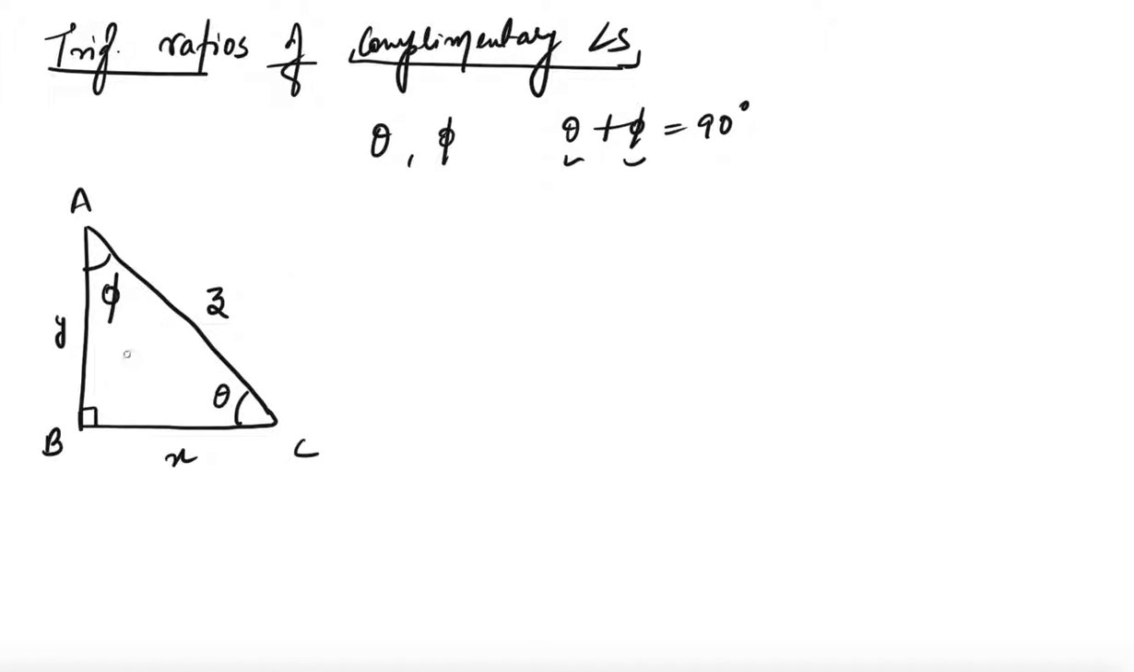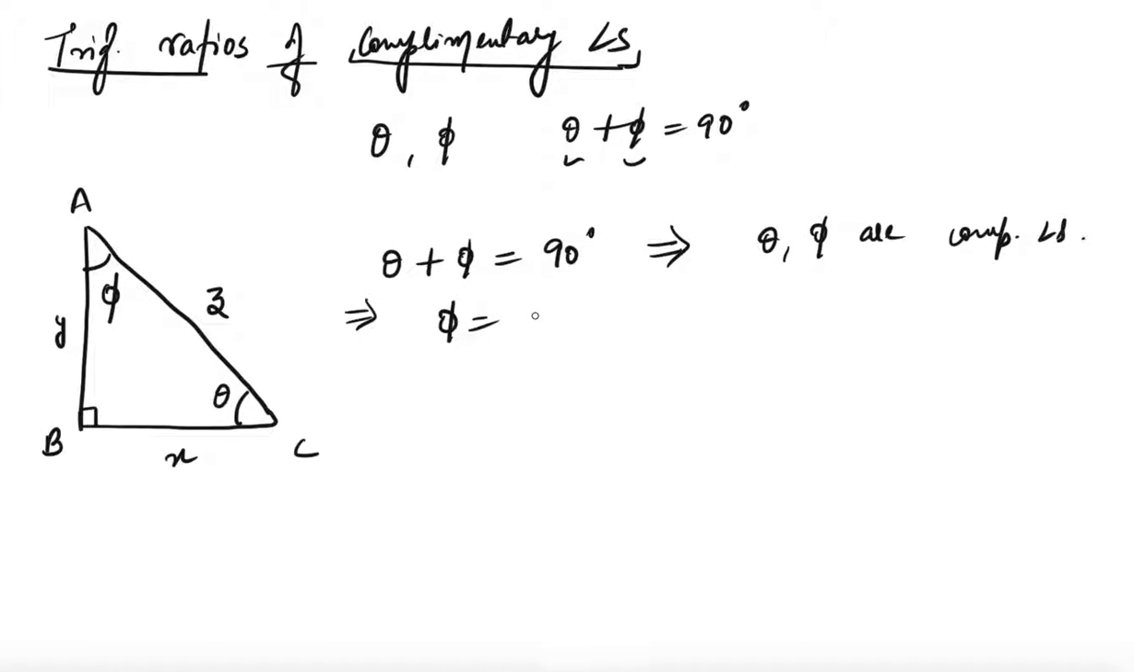Now, you know that the sum of angles of a triangle is always equal to 180 degrees. This angle is already 90. So can I say theta plus phi is equal to 90 degrees, right? Because this plus this plus 90 gives a total sum of 180 degrees. Hence theta plus phi is 90 degrees. Hence this implies theta and phi are complementary angles, right? So I can write phi is nothing but 90 minus theta.